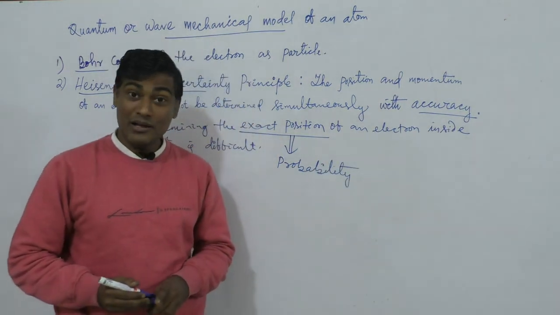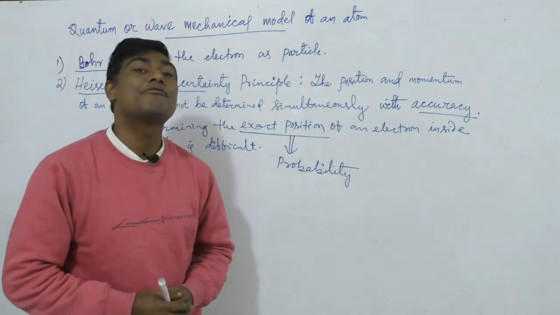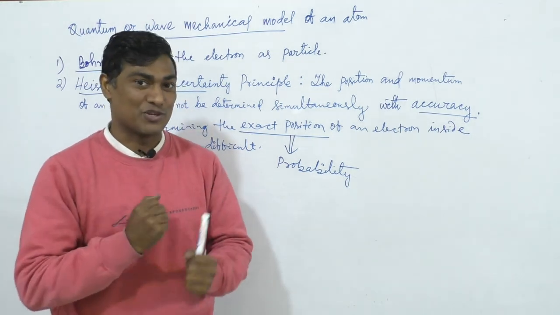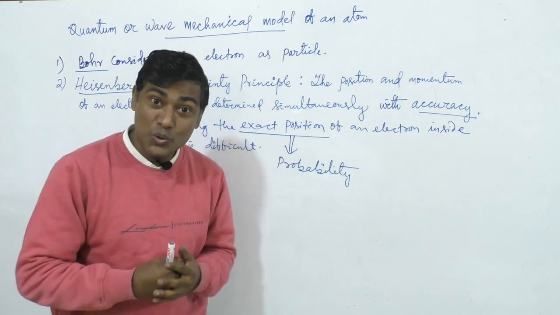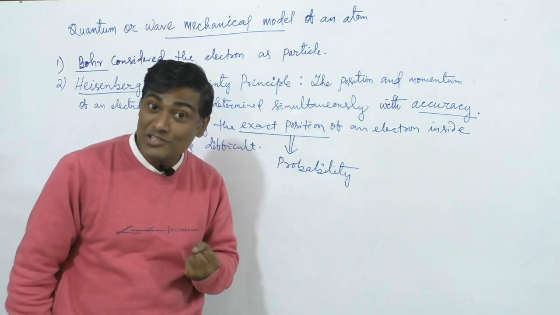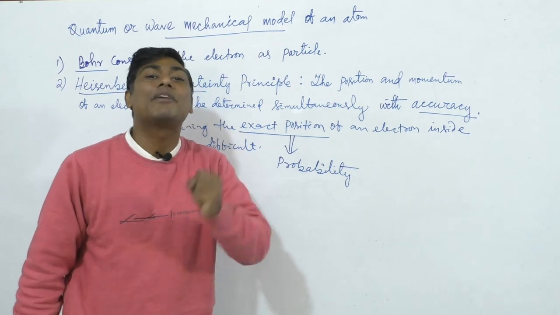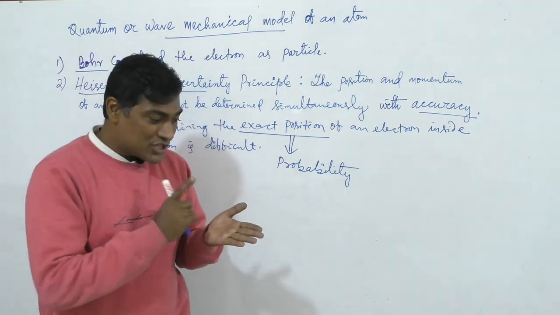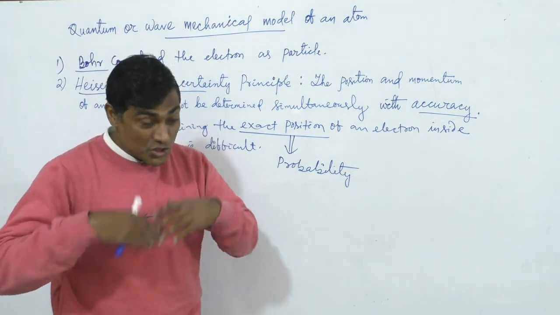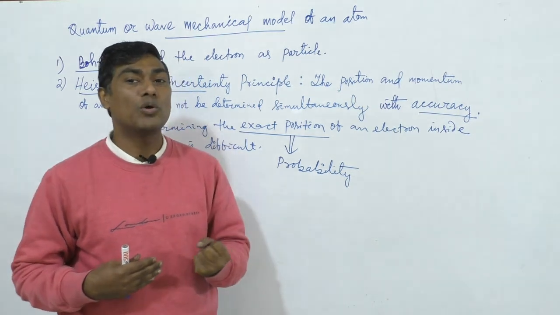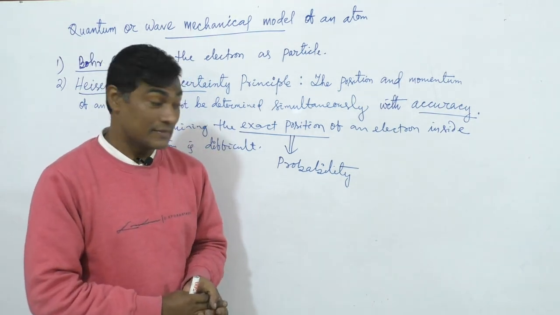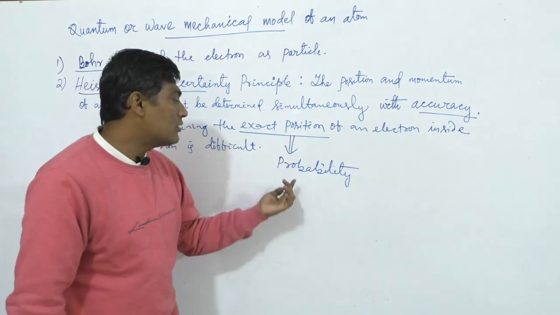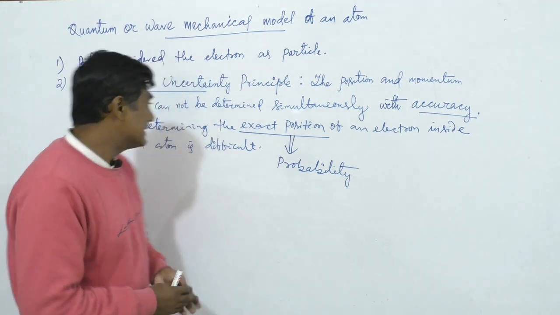We can rely upon the probability of finding the electron around the nucleus, within some region around the nucleus. The region around the nucleus within which the probability of finding the electron is maximum is called the orbital. So cell, subcell, then orbital. Orbital is the place where the electron can be found. So if we don't know the exact position, let us rely on the probability of finding the electron. This is the second point.